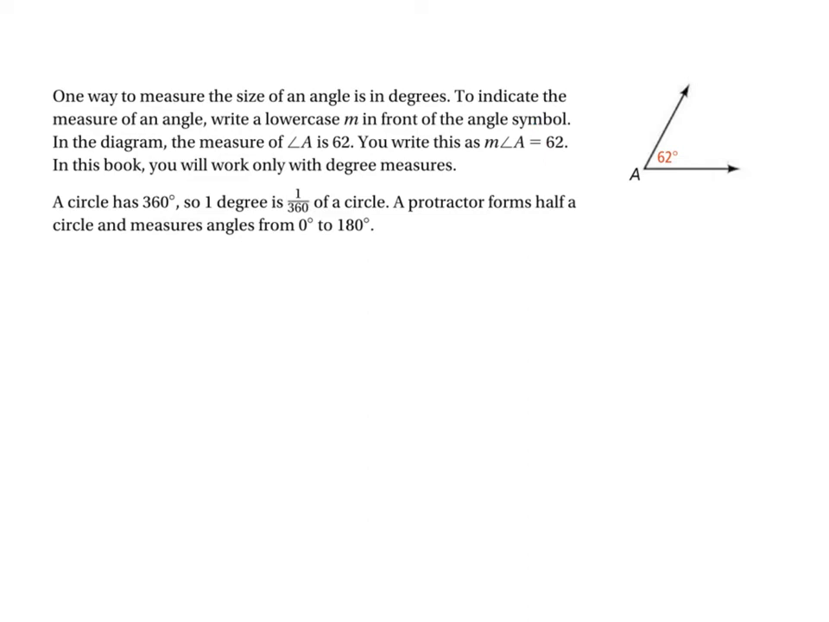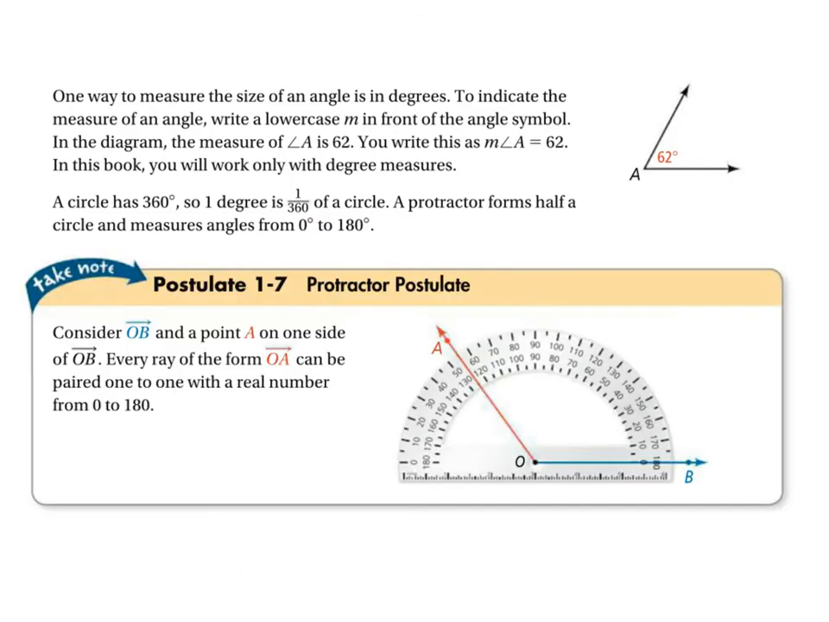So a circle has 360 degrees, so 1 degree is 1/360th of the entire rotation around a circle. Protractors are used to measure angles, and a protractor forms half a circle and can measure an angle anywhere from 0 to 180 degrees. And we have a postulate for this called the protractor postulate.